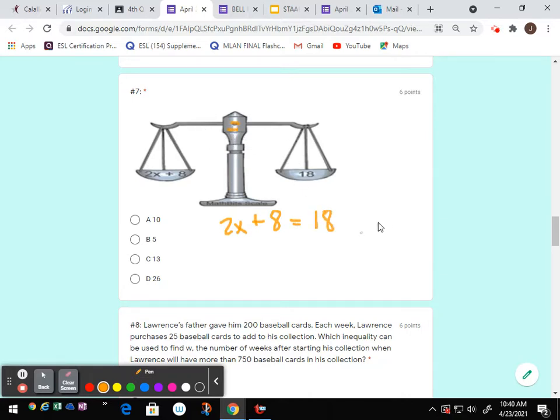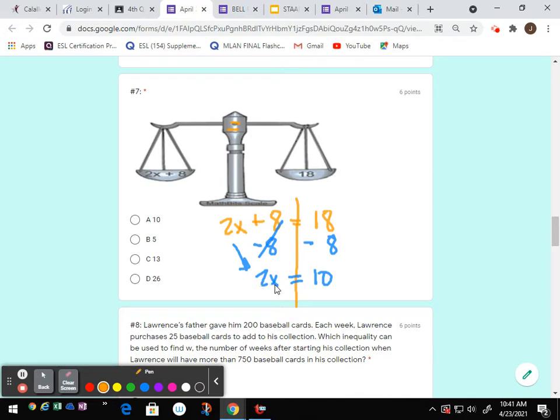All right, again, we don't have an x on this side, so all we have to do is get 8 on the other side. So to get rid of plus 8, we're going to subtract 8. The 8's cancel out. If we subtract 8 on this side, we subtract 8 on this side. So now we have 2x is equal to 10, okay?